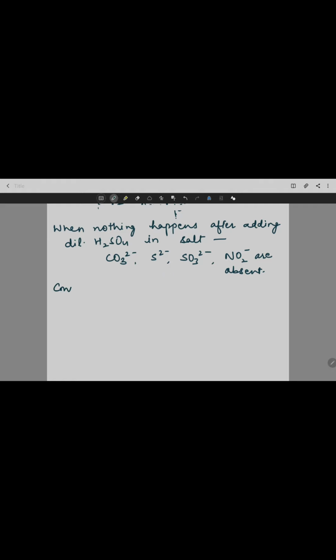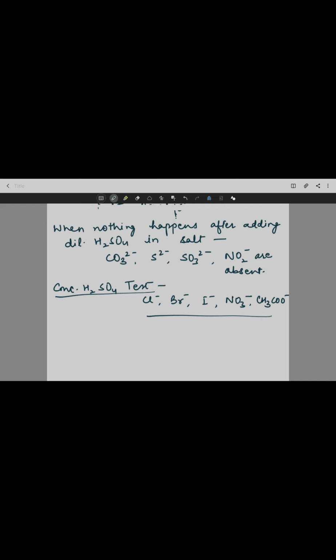Now what are the radicals which can be indicated with concentrated H2SO4? The acid radicals which can be indicated with concentrated H2SO4 are chloride, bromide, iodide, nitrate, acetate, oxalate, etc. So these are the radicals. First we are starting with chloride. Now how do we perform this concentrated H2SO4 test?